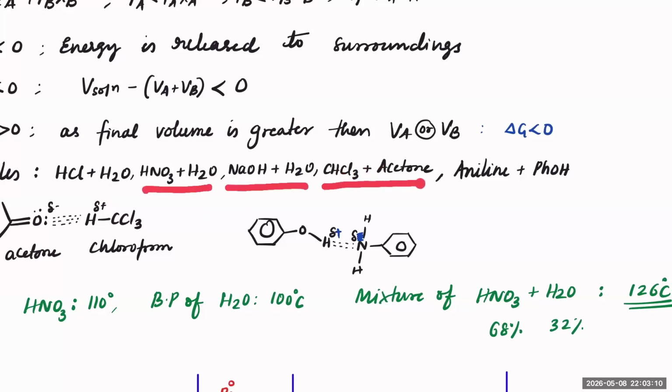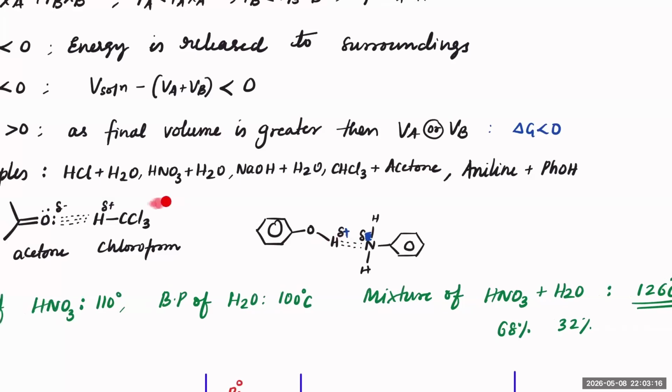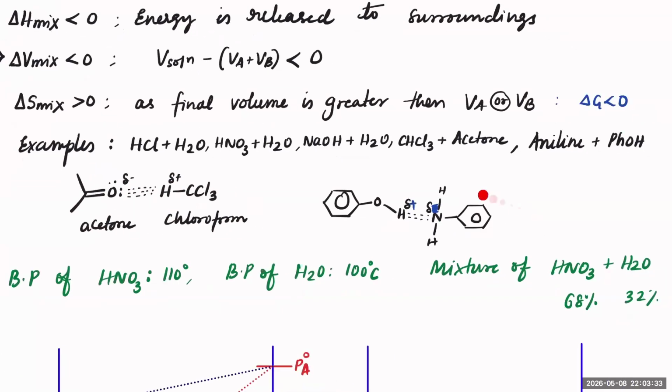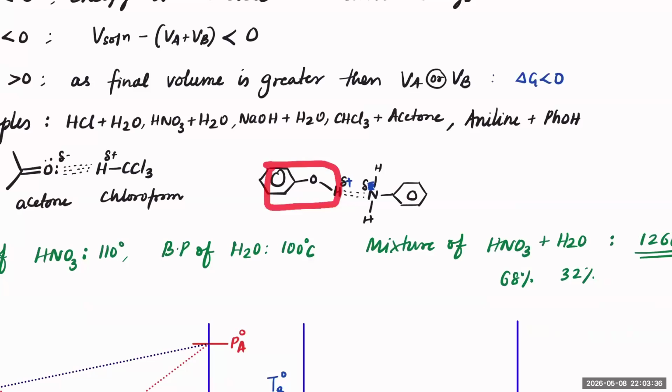And then a case like this, where we have chloroform and acetone. Chloroform has weak interactions as a pure form. Acetone also has weak interactions as a pure form. But when you mix both of them, the oxygen from acetone and hydrogen from chloroform make a strong hydrogen bond. Likewise, phenol has strong hydrogen bonding. Aniline has strong hydrogen bonding. But after mixing both of them, the hydrogen bonding developed between nitrogen and this hydrogen will be even stronger. That makes it negative deviation.